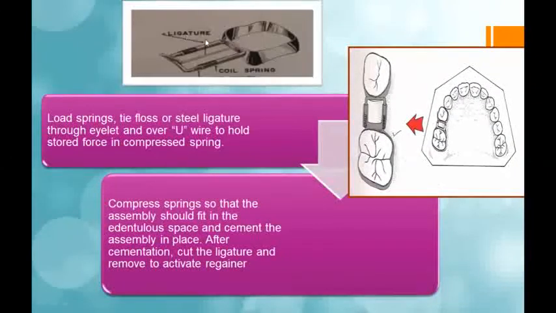Load the spring, tie floss and/or steel ligature through the eyelet over the U-loop wire to hold the stored forces in the compressed spring. After that, compress the spring so it should easily fit in the edentulous space that is present, and cement the assembly in place. After cementation, cut the ligature wire that is tied and remove it to activate the regainer.